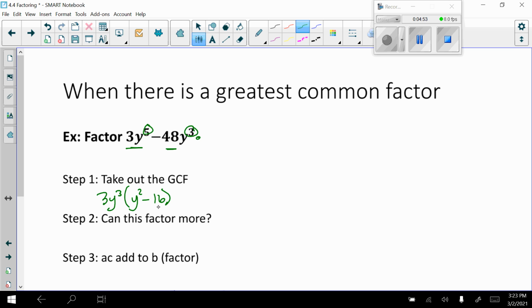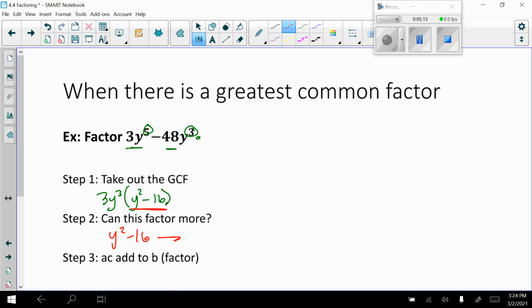48 divided by 3 is 16. Y cubed divided by y cubed is 1. Okay. So then I look at what's left inside the parentheses, y squared minus 16. And I ask myself, can I factor that thing anymore? Y squared minus 16. Well, maybe you recognize this as a difference of squares, right?